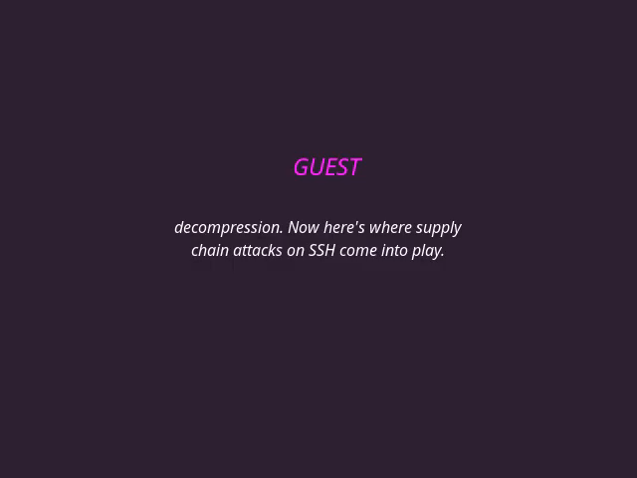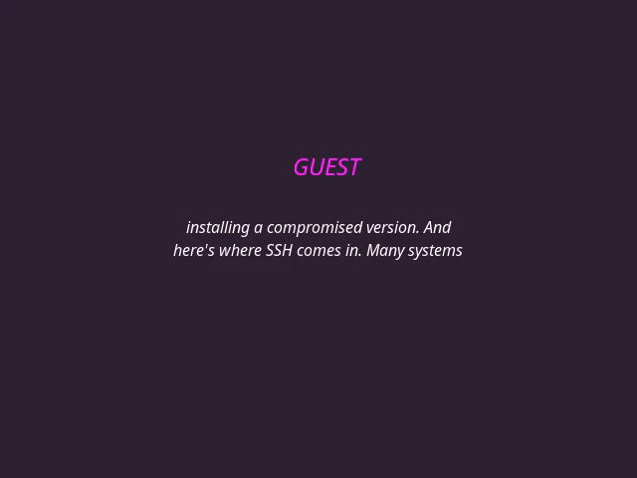Now here's where supply chain attacks on SSH come into play. Imagine this. An attacker finds a way to tamper with the official XZ Utils package before it reaches users. They insert a backdoor, a hidden feature that allows unauthorized access or control over the software. When unsuspecting users install what they think is legitimate XZ Utils, they're actually installing a compromised version.